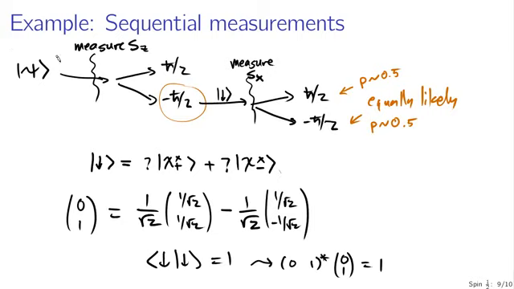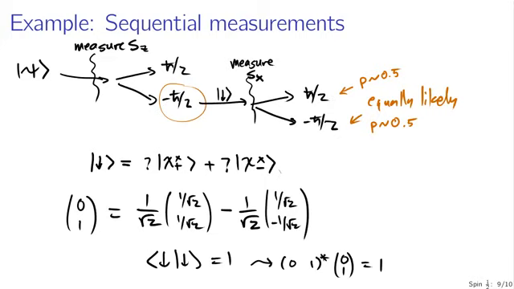I have an unknown state. I measure the z component of the angular momentum. I determine it to be minus h bar over 2. Then I measure the x component of the angular momentum, and I find that it is going to be either h bar over 2 or minus h bar over 2. Knowing the angular momentum in the z direction didn't provide any information about the angular momentum in the x direction.